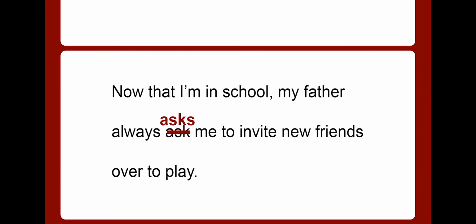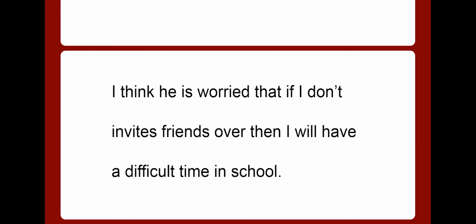Second sentence, "I think he is worried that if I don't invite friends over, then I will have a difficult time in school." Now, he is a singular subject, but he has its verb already. He is. The verb that we're looking for is in something that is not important to study for now. Anyway, for the thing that it's in, I is the subject. I actually takes the base form of the verb, so invite.